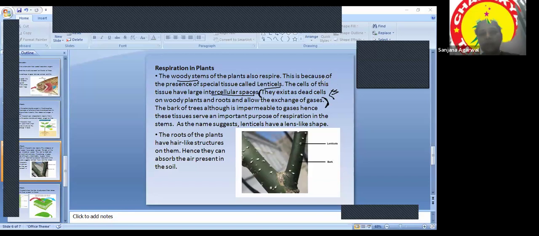Fine. So apart from these, the woody stem can also respire with the help of these lenticels, the white spots or dots type structure on the stems of plants.